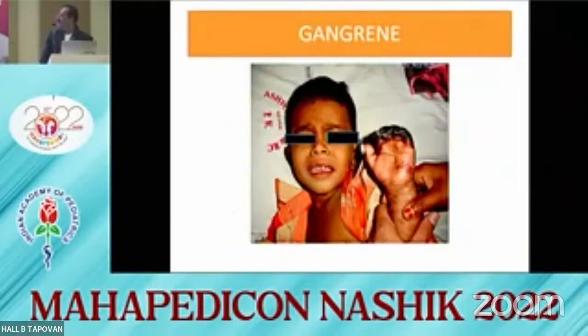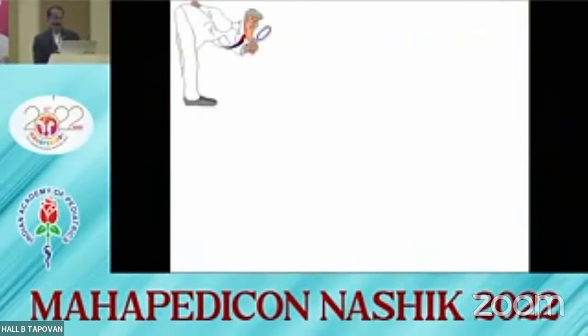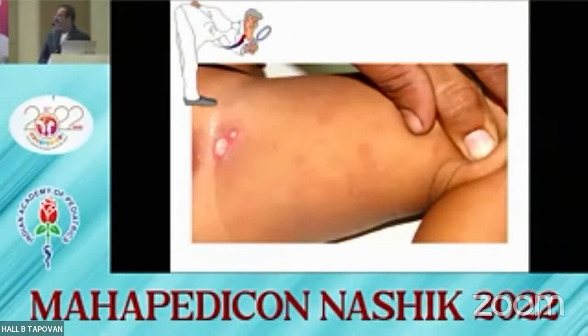So this is gangrene of the finger. This is what is called Kahn's-Kappa disease. In Vidarbha, this is called Kahn's-Kappa disease, because in rickettsial infection you get gangrene of the earlobe, and there occurs an auto amputation. So Kahn's-Kappa disease. What is this?